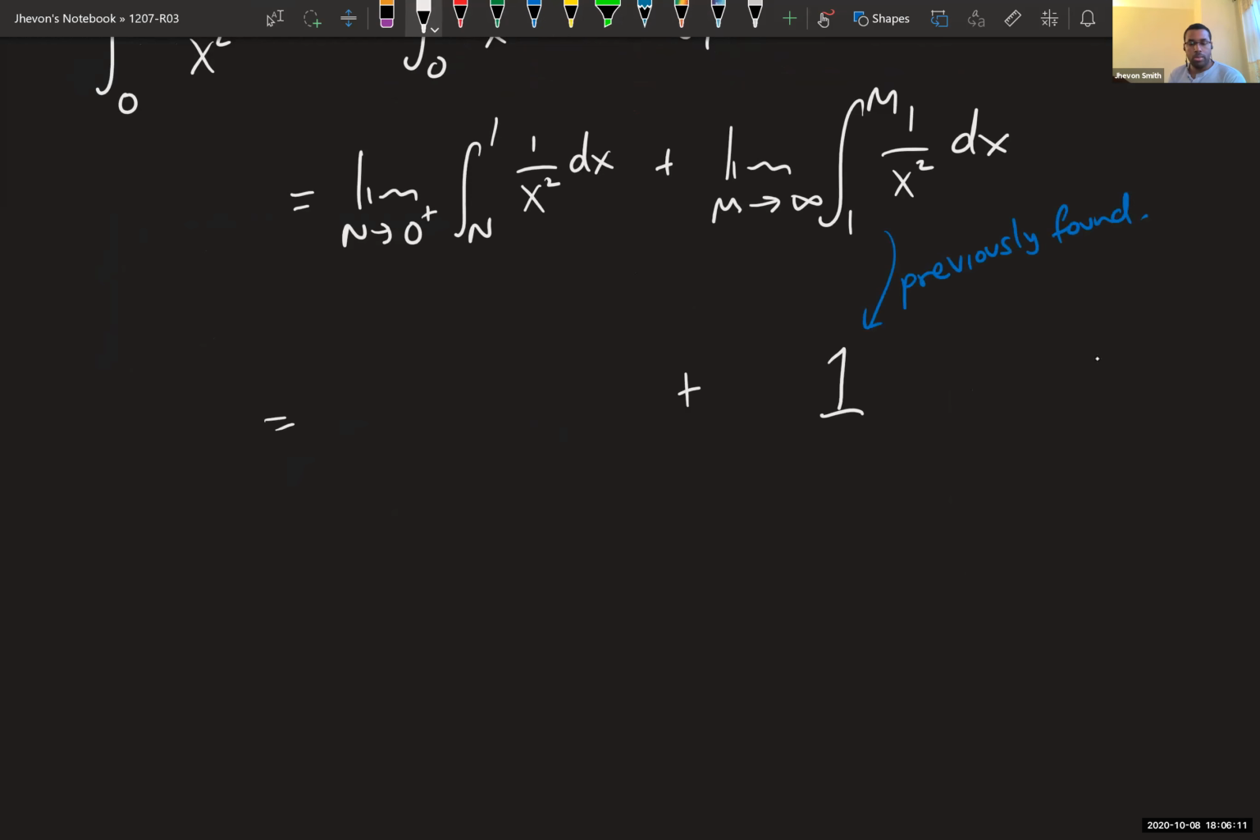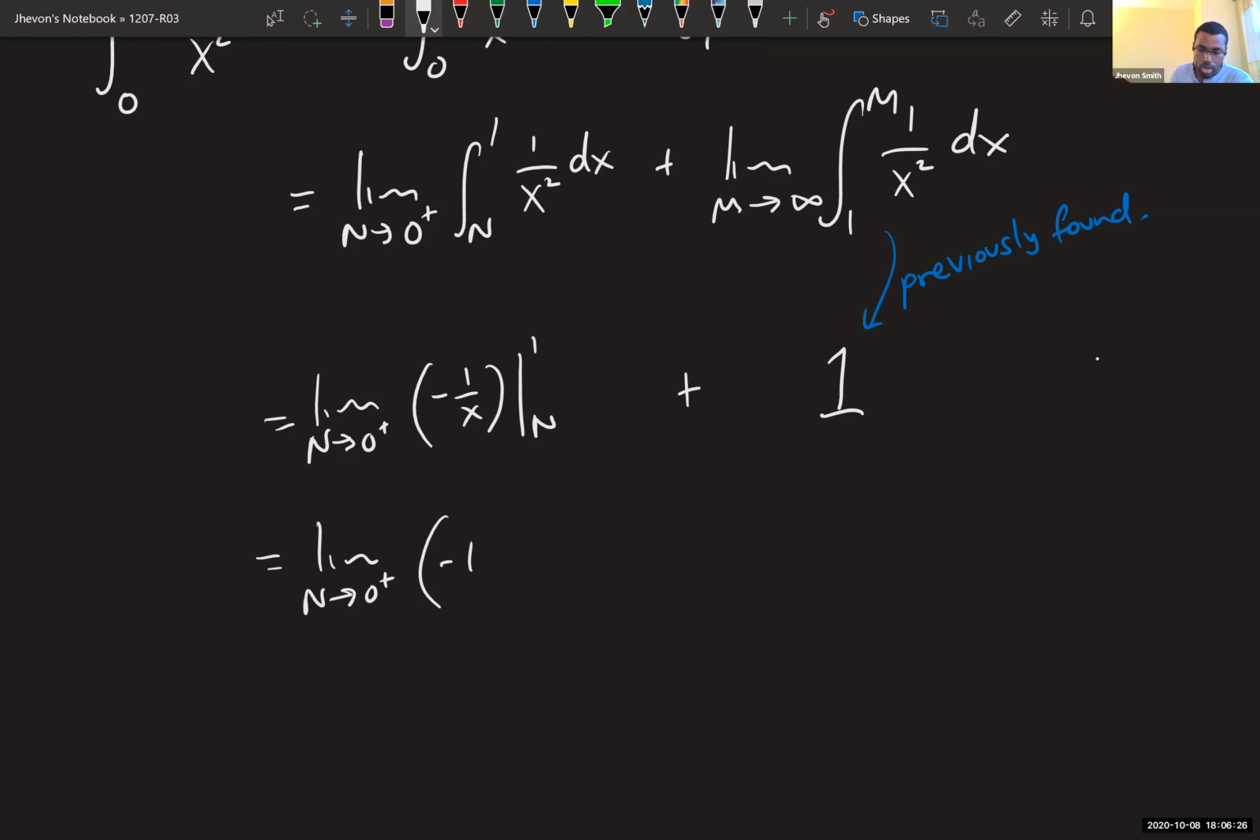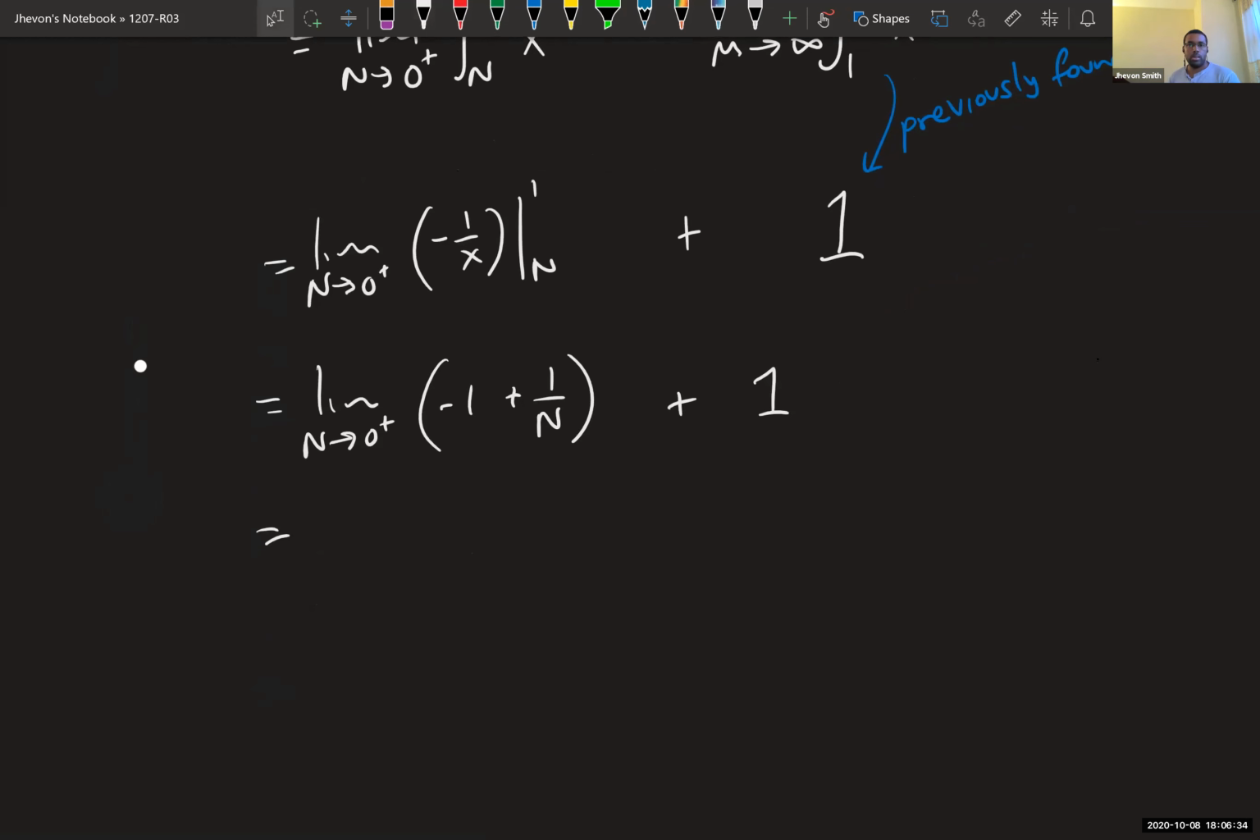What about the first one? Well, this is just going to be the limit as n approaches 0 from the right of -1 over x between 1 and n. So I would end up with a limit as n is approaching 0 from the right of plug in 1, plug in n. And what is that limit? That one would be infinity.